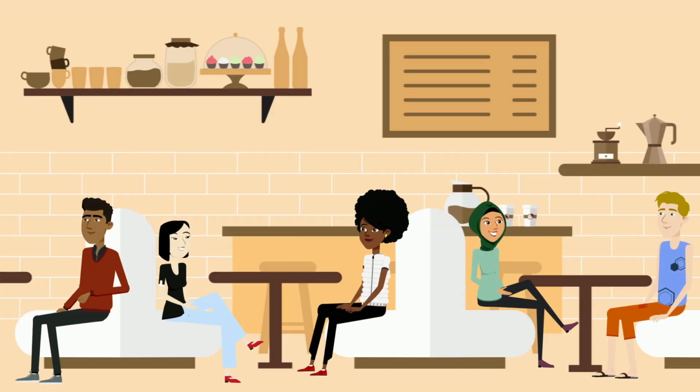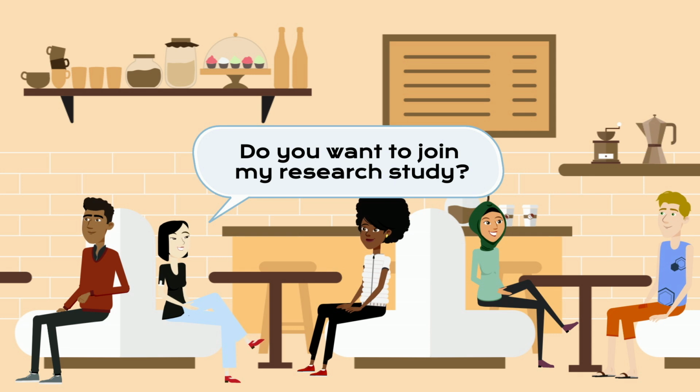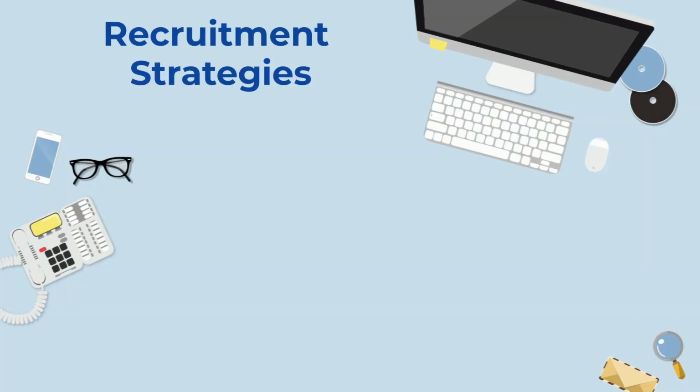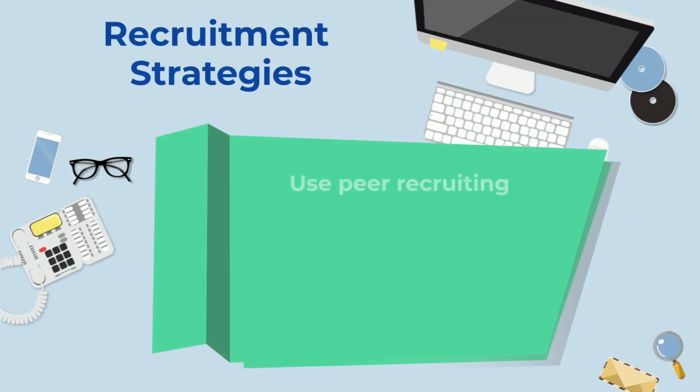The next step is to recruit your study participants. Ensuring that your recruitment process is inclusive and representative of the victim population is important when using PAR. To reach community members from impacted groups, try these strategies. Use peer recruiting. Use your team's existing network to encourage trusted victim survivors and other interest holders to get involved.